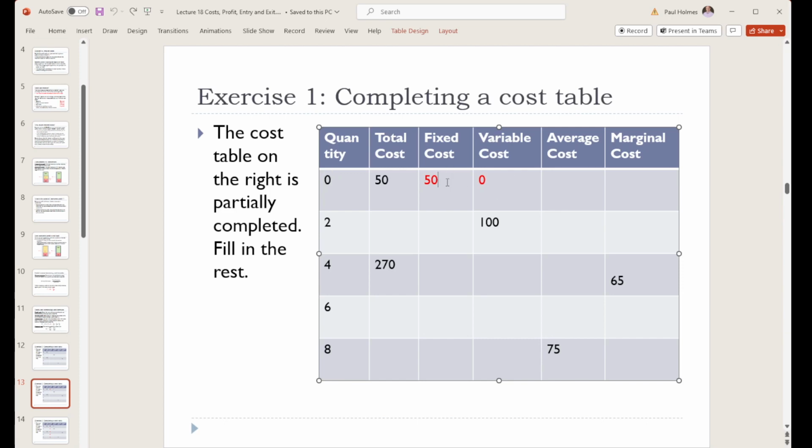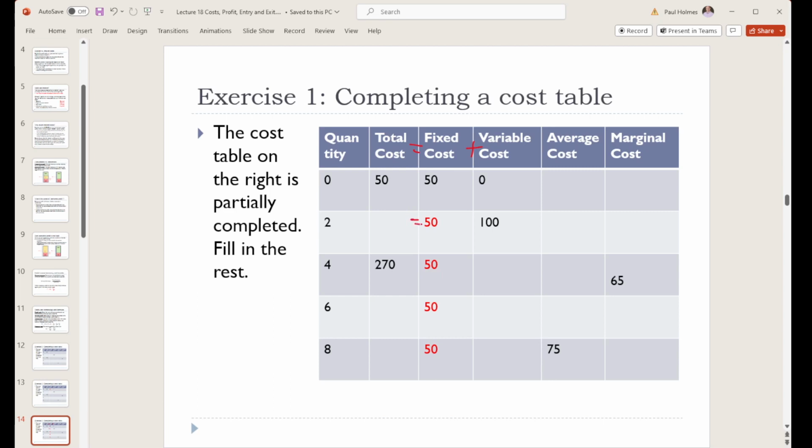Well, once we know that fixed costs are 50 here, they must be 50 all the way down. So that's our next step. There is our next step, is we can add in fixed costs all the way down there. Okay, what can we do next? Well, next we could probably use the idea that total costs are equal to fixed costs plus variable costs.